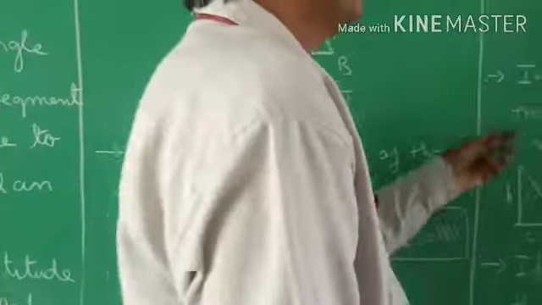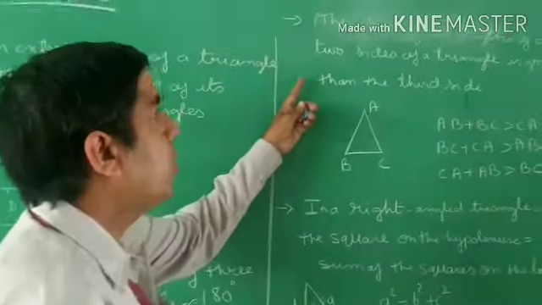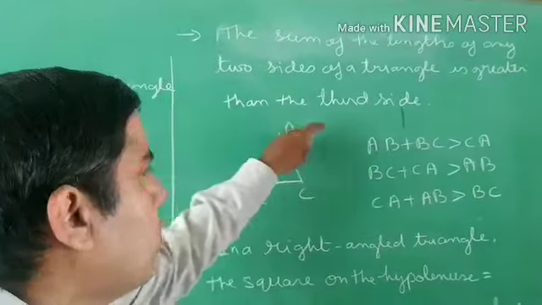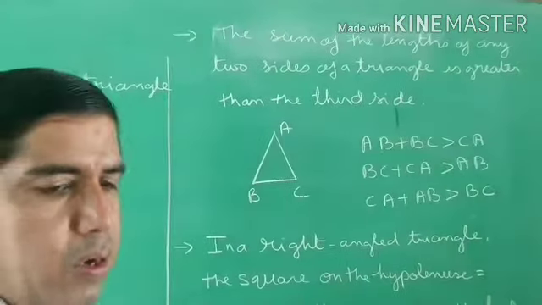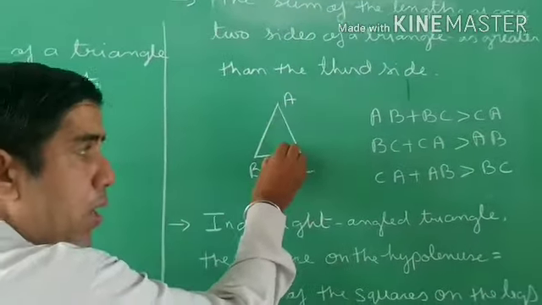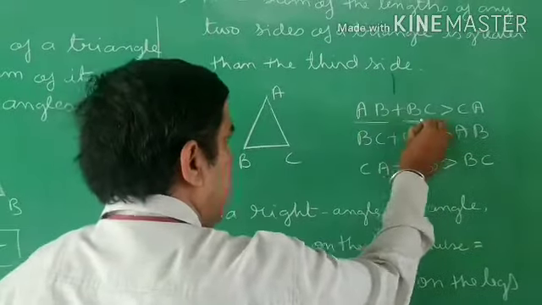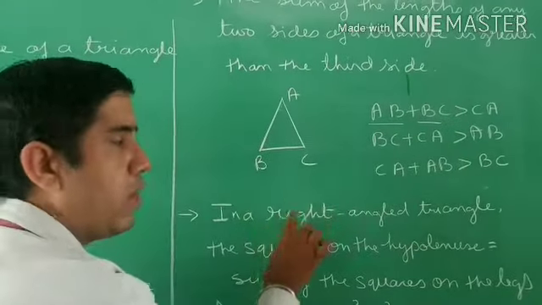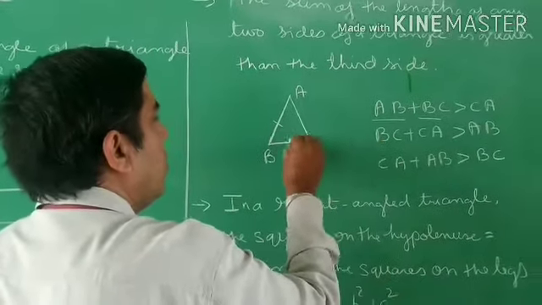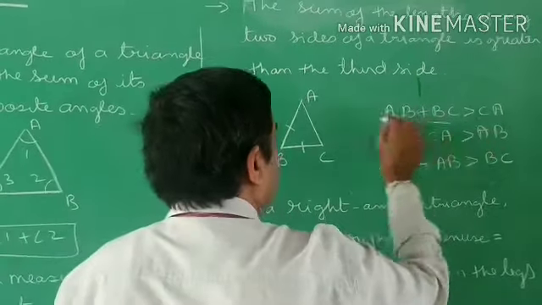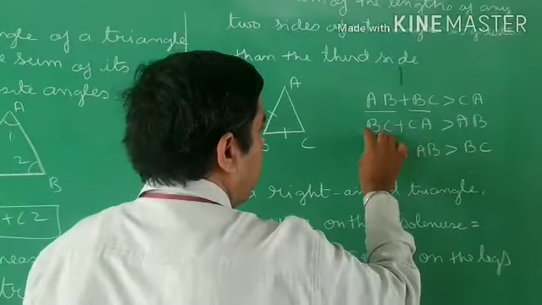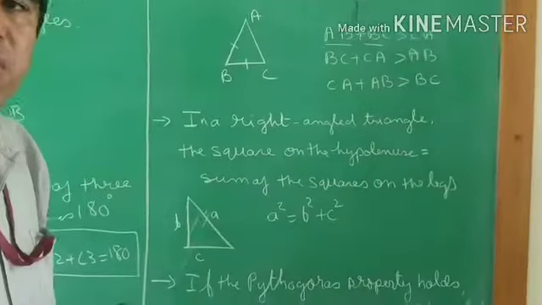Next, you can come here and see: the sum of the lengths of any two sides of a triangle is greater than the third side. This is the result here. In this triangle, if it is a triangle, this property will definitely be satisfied. Take any two sides; their sum will be greater than the third side. So I have taken AB plus BC, which will always be greater than the remaining third side AC. Like this you go on interchanging; this property should be satisfied, then only a triangle will be formed.